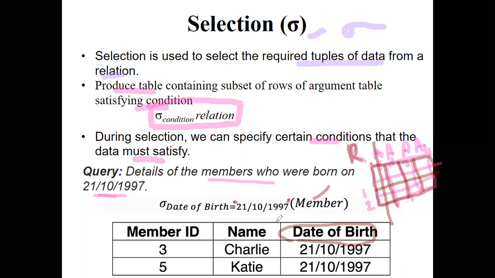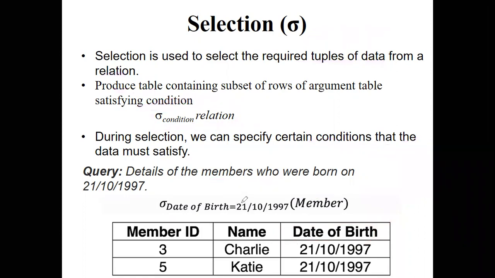Suppose I want to retrieve the details of members whose name is John. Then how can I write it? Sigma, name is equal to 'John' in single quotes, member. Like that I can give the relational algebra expression. This we call a relational algebra expression.